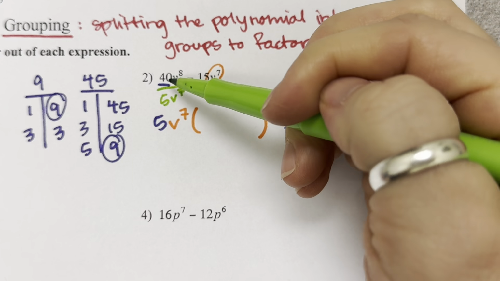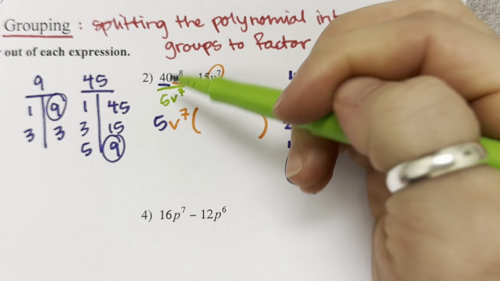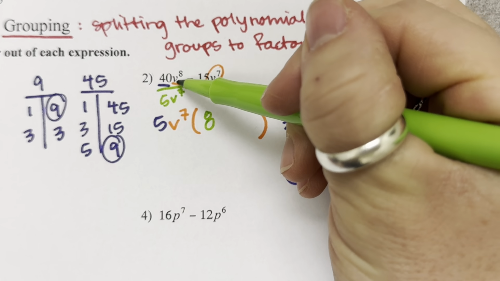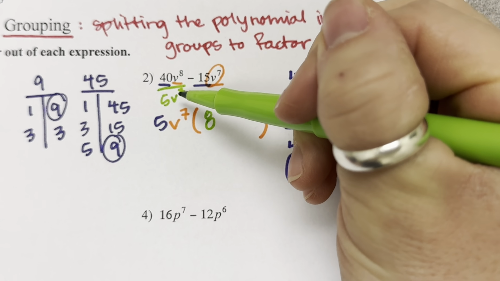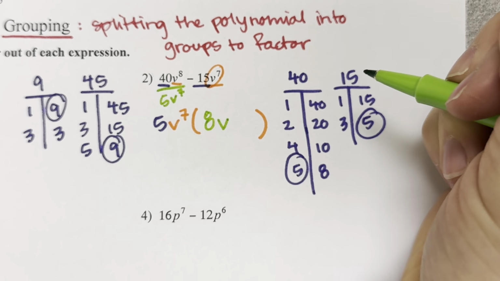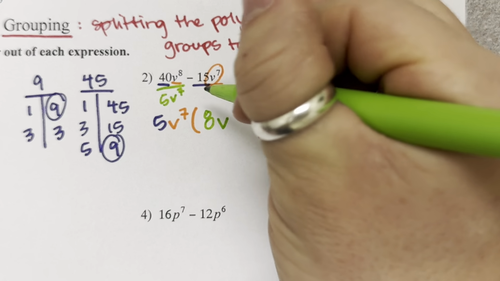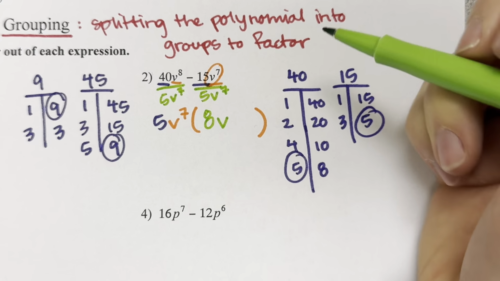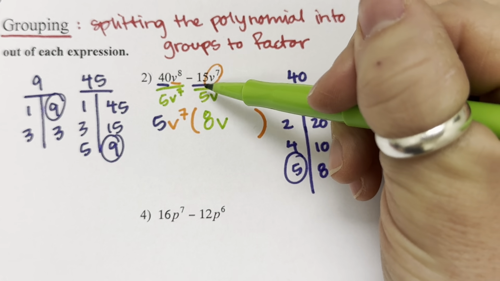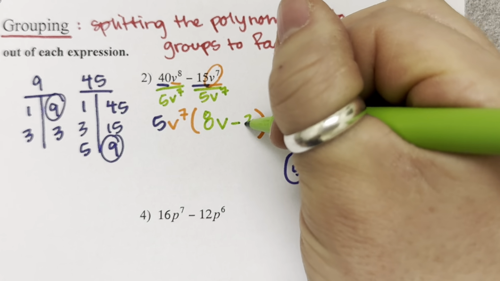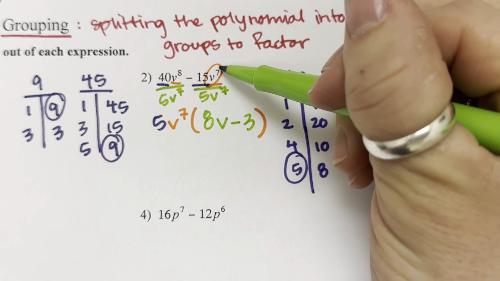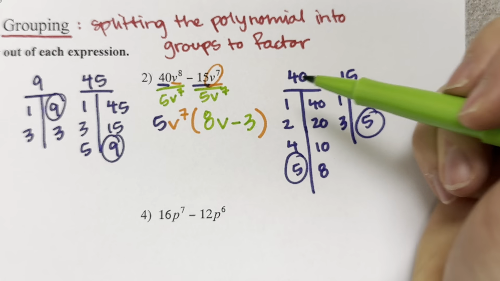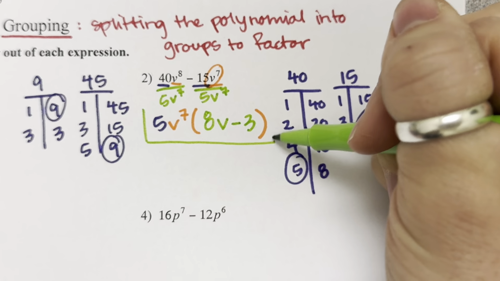First, 40 divided by 5 is going to give me 8. Then I have 8 v's, and I factored out 7, which leaves me with 1 v. Now for my second term, divided by 5v to the 7th: -15 divided by 5 is going to give me -3, and v to the 7th divided by v to the 7th will not leave me with any v's. So we are done.